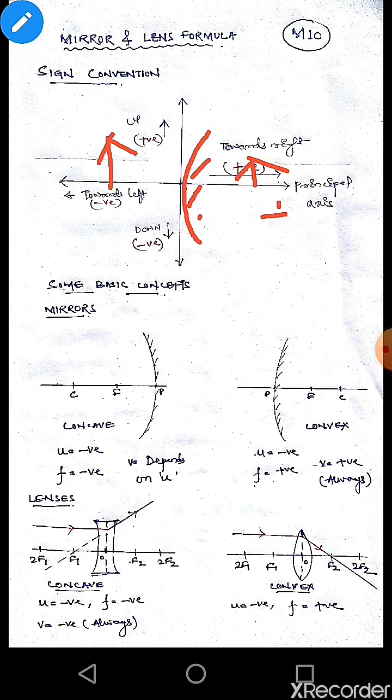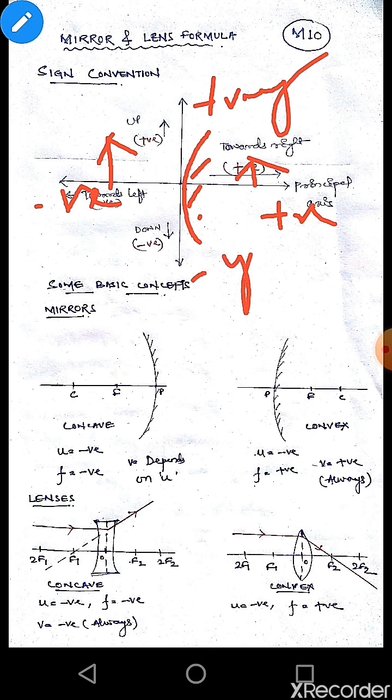Now, this is positive x-axis. This is your negative x-axis. This is your positive y-axis. And this is your negative y-axis. So, it is very simple that if we consider from the origin on the right hand side, it would be positive, and towards the left, it would be negative. And towards up it will be positive, towards down it will be negative.